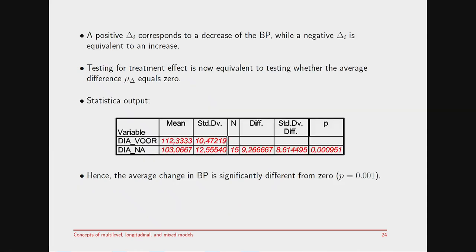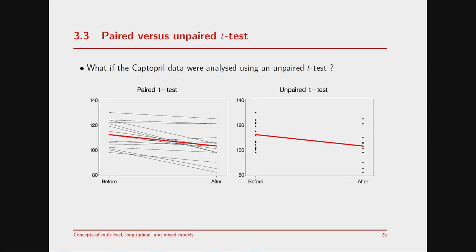So we test whether the average delta is equal to 0, and here you see the output. This is an analysis done in Statistica, but of course all these software packages would do the same. And then you would see that the average change in blood pressure, which was about 9.2 units, is highly significant at the 5% level of significance, p-value 0.001. So that's just a very plain, simple paired t-test analysis.